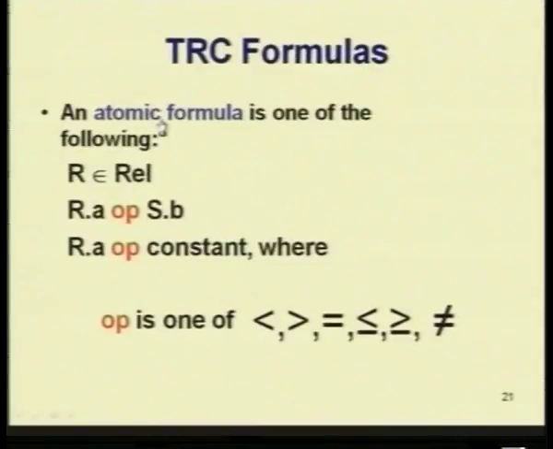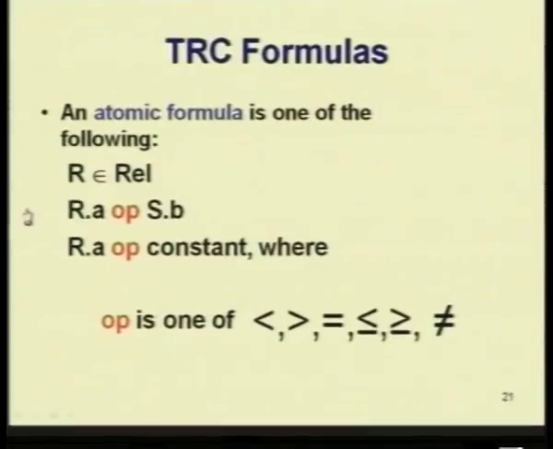An atomic formula is one of the following: R belongs to Rel, this is a typical formula. Let us just say that R is a tuple that belongs to this relation. And then I can have an expression or formula such as R.a op S.b, or R.a op constant, where this operation can be less than, greater than, equal to, less than or equal to, greater than or equal to, not equal to, and so on. So, these are all the comparison operations.